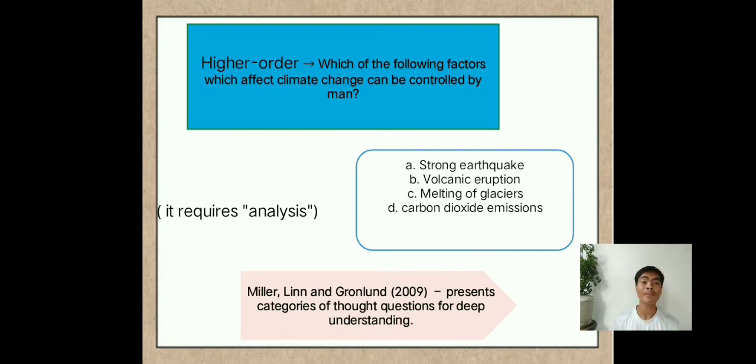In higher order, on the other hand: which of the following factors which affect climate change can be controlled by man? The options are A, strong earthquake, B, volcanic eruption, C, melting of glaciers, and D, carbon dioxide emissions. So it really requires a deep analysis. It requires analysis in a higher order. According to Miller, Linn, and Gronlund in 2009, there are categories of thought questions for deep understanding, and that is why they are under higher order thinking.